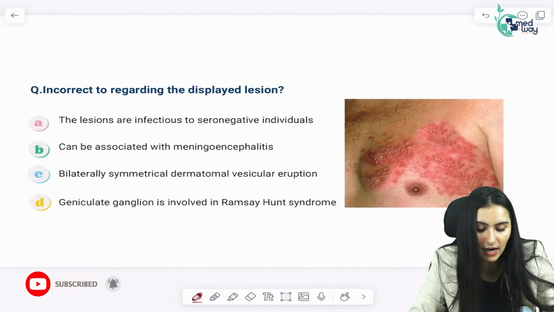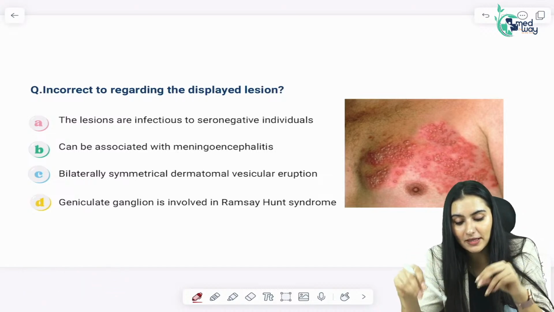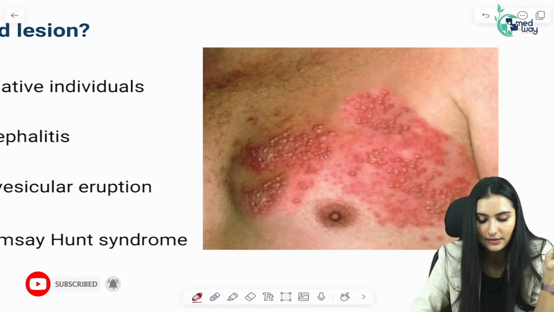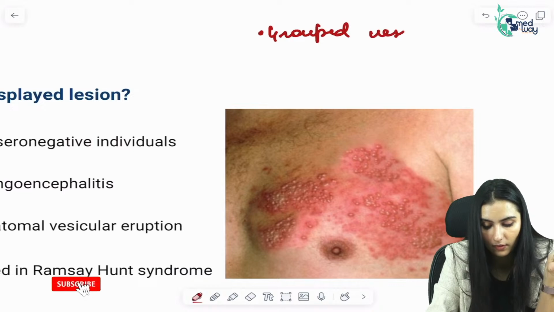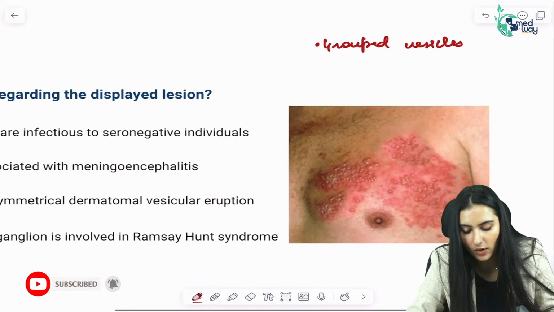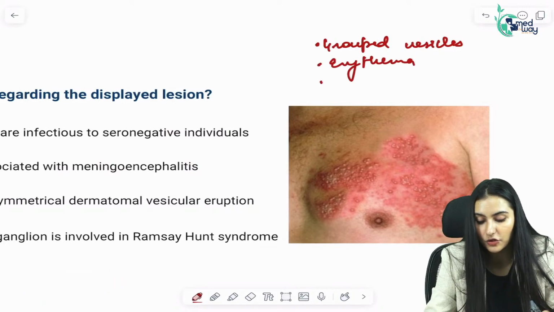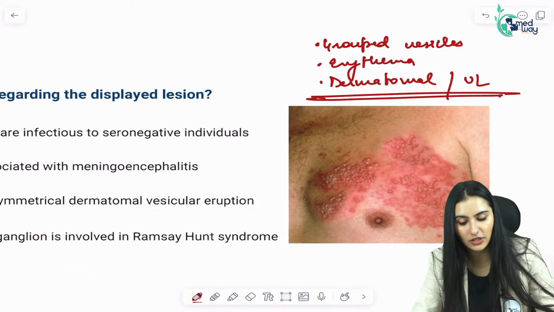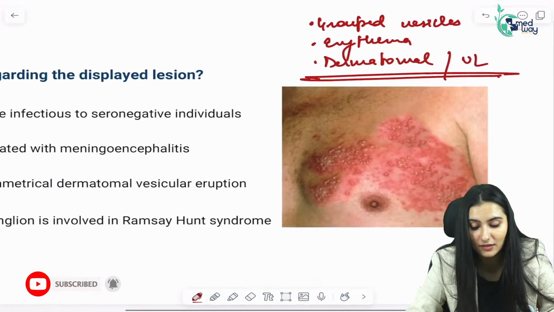Okay. Incorrect regarding the displayed lesion. What is this? Let go of everything. You have to look at the picture and you have to first make the diagnosis. What does it look like? Read the lesion. It has grouped vesicles. Okay. What does it have? It has erythema, and the distribution is what? It is dermatomal. Okay. And it is a unilateral lesion. They gave a picture of only one side, it is a unilateral lesion with grouped vesicles and erythema. Alright. So what does it look like? It looks like herpes zoster.